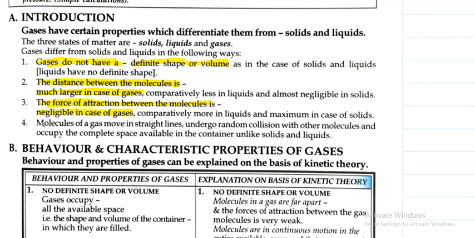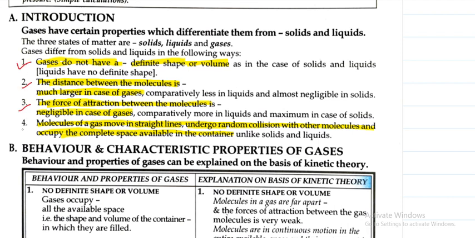The fourth property is that molecules of a gas move in straight lines, undergo random collision with other molecules and occupy the complete space available in the container. The molecules of a gas are always in continuous random motion, but they always move in straight lines. Because of that they hit each other, and collision occurs with other molecules. So these are the four properties of gases.